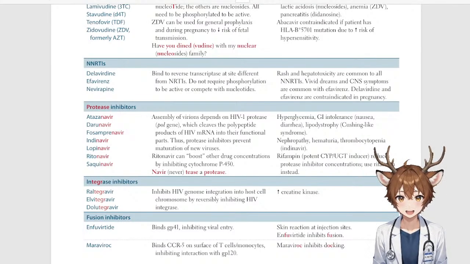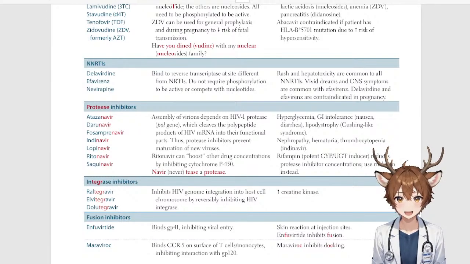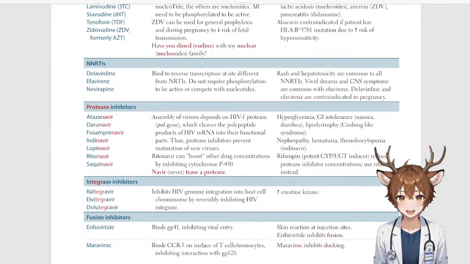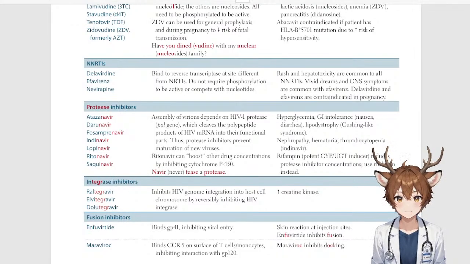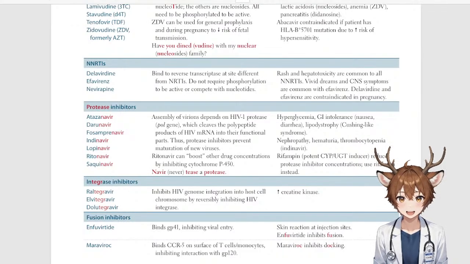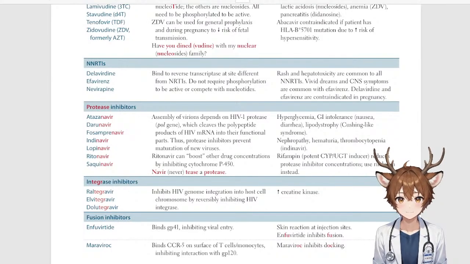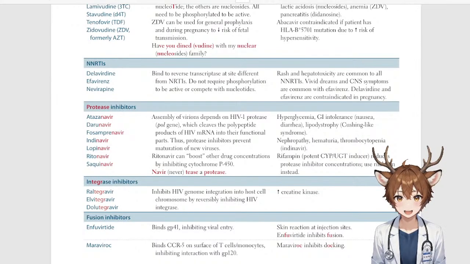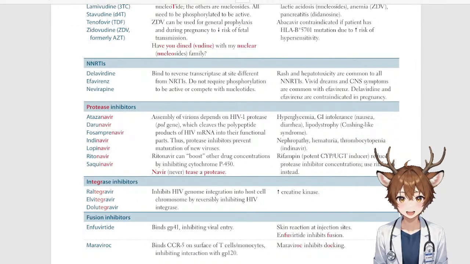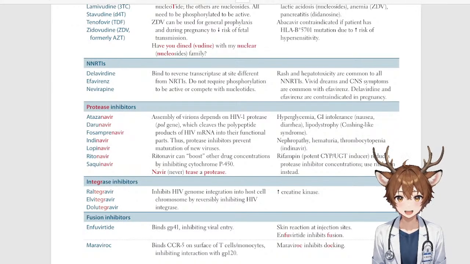Okay, now I'm going to go to HIV therapy continued, talking about protease inhibitors. So protease inhibitors: atazanavir, darunavir, lopinavir, ritonavir. The "navir" is important for the naming. For protease inhibitors, navir prevents maturation of new virions. Maturation depends on HIV-1 protease, the pol gene, which cleaves the polypeptide products of HIV mRNA into the functional parts. All protease inhibitors require boosting with either ritonavir or cobicistat. Navir never tease a protease.